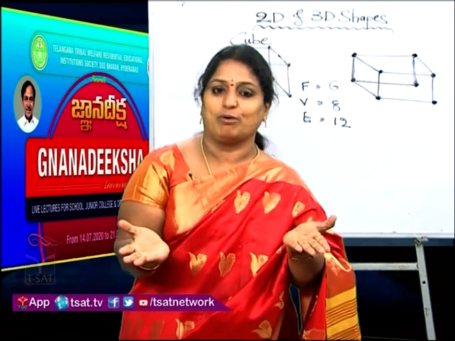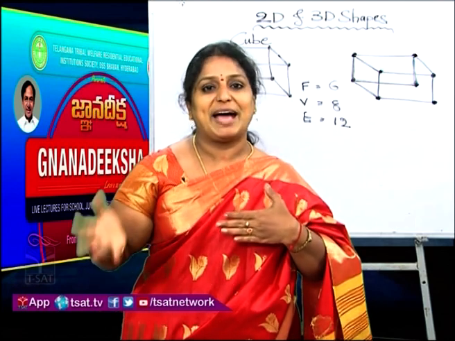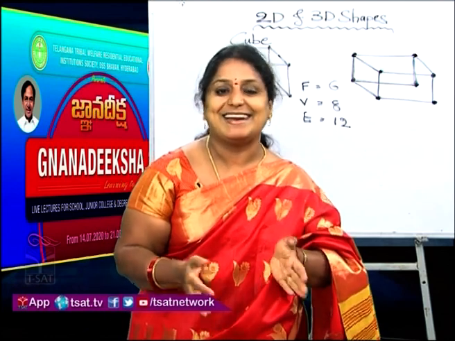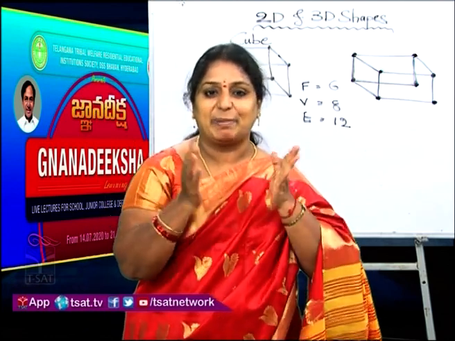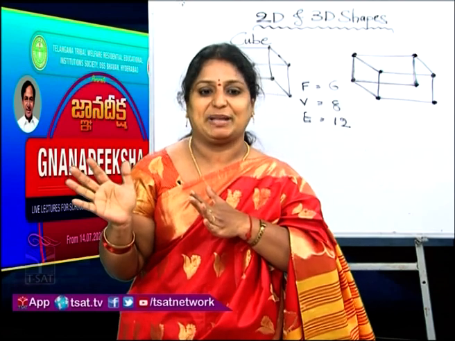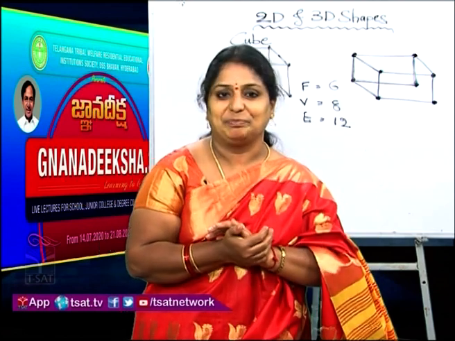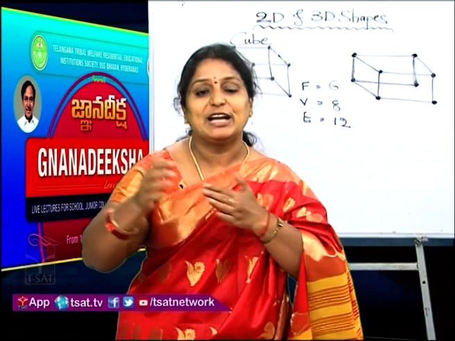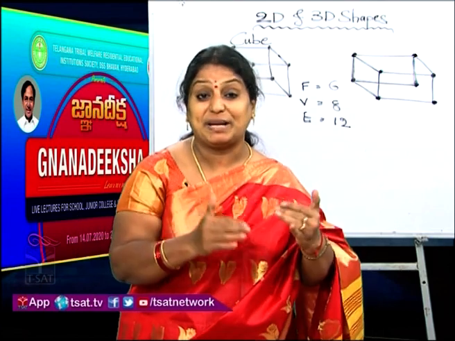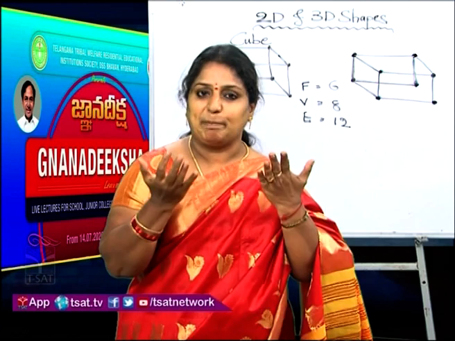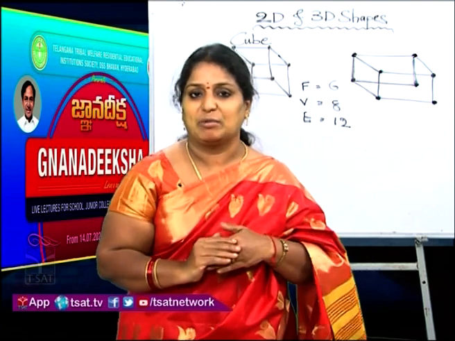If the base is square, what pyramid will we say? Square pyramid. If the base is triangle, triangular pyramid. If the base is rectangle, rectangular pyramid. If the base is octagon, what pyramid will we say? Octagonal pyramid, hexagonal pyramid, septagonal pyramid. Like this, depending upon the base, we give the name of the pyramids.